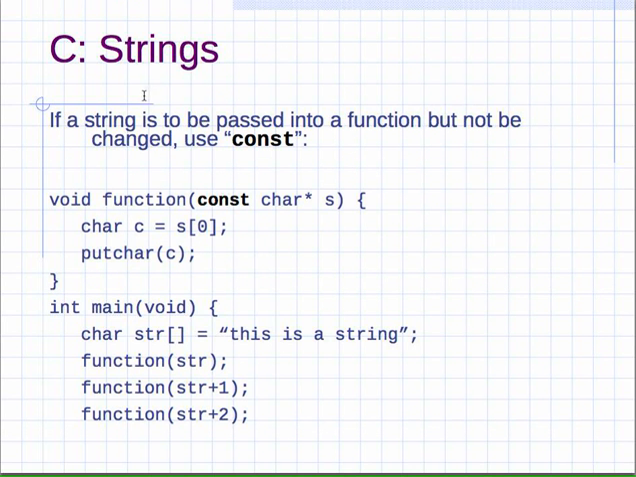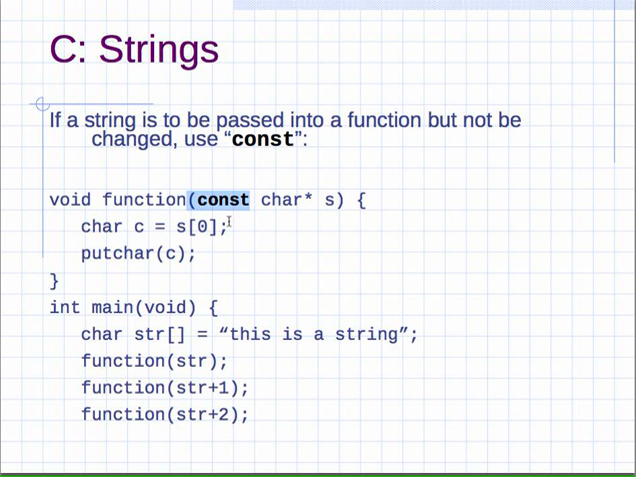So if you want to pass a string into a function but not allow that function to change anything in that string, you want to use const right here in the parameter. So if you do this and you call str, you can be pretty sure that str is not going to be changed, and the C compiler will enforce that. No matter what location you're accessing, s0, s1, whatever, by making this const, you're saying that you're not going to change whatever s points to.